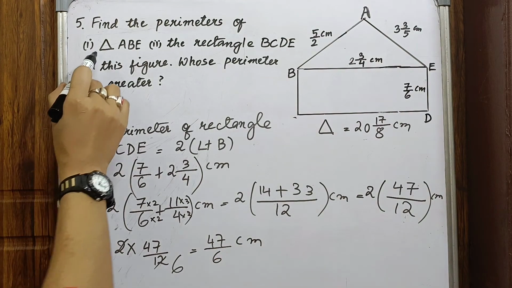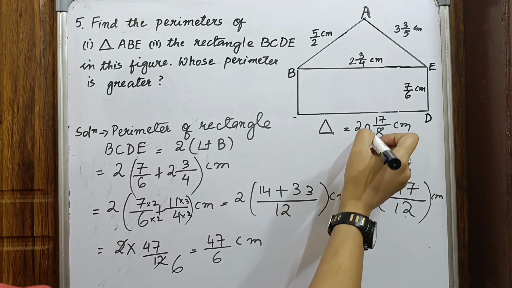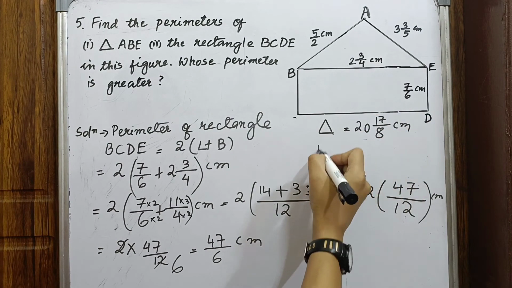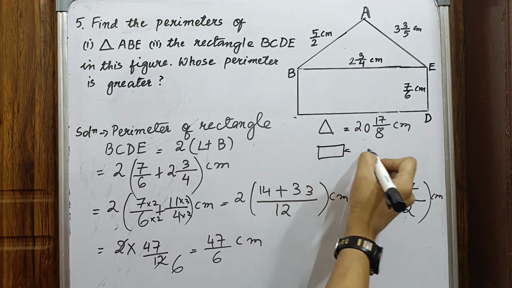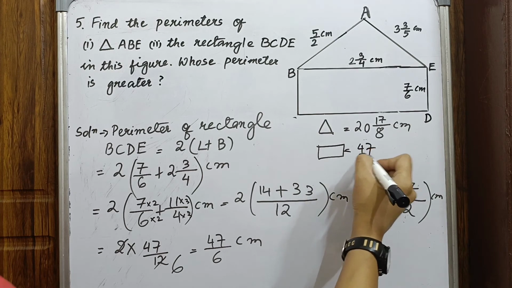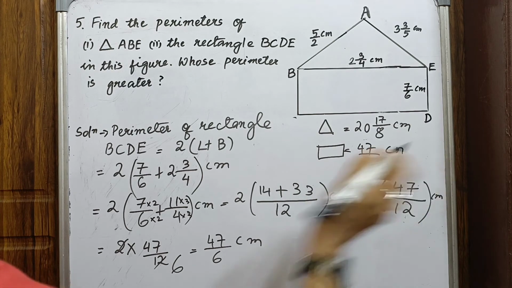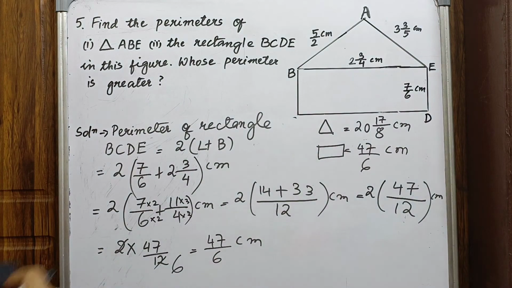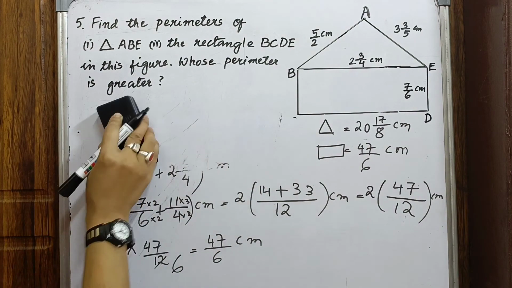So the perimeter of triangle ABE you got as 8 17 by 20, and of the rectangle you got as 47 by 6 centimeter. Now you see whose perimeter is greater.